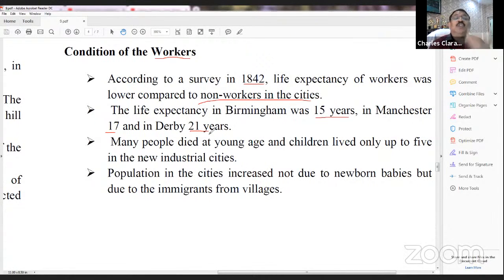Why? Because of the smell of the soot. You know what soot is? The smoke that comes out of the coke. The hard work, bad conditions. It affected their health. They were dying. Many people died at a young age. Children lived only up to 5 in the new industrial cities. The cities were so filled with smog, with soot, that they died at the age of 5. And life expectancy was just 15, 17, and 21. So if we ask you, Birmingham, you say 15, Manchester 17, Derby 21 years.